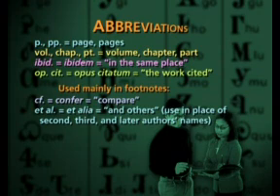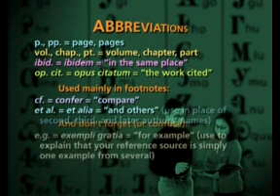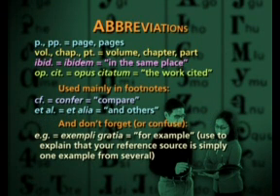Et al., short for et alia, means and others. As we mentioned earlier, when a work has more than three authors, you would use et al. in place of the second, third, and later authors' names. E.g. is short for exempli gratia, and it means for example. You might use this abbreviation to explain that the reference source you're mentioning isn't the only source of an idea, or even the most important one, but that it is simply one example from several that could be mentioned.